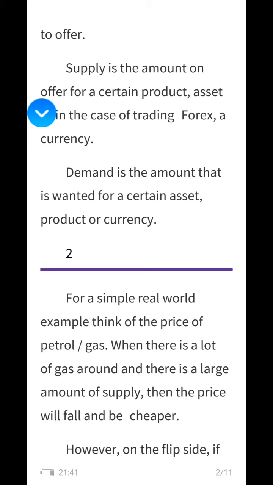Now when it comes to demand, it is the amount that is wanted for a certain asset. So supply is an offer for a certain product, asset or currency. But demand is the amount that is wanted for a certain asset or product. So that is what supply and demand is, or the difference.